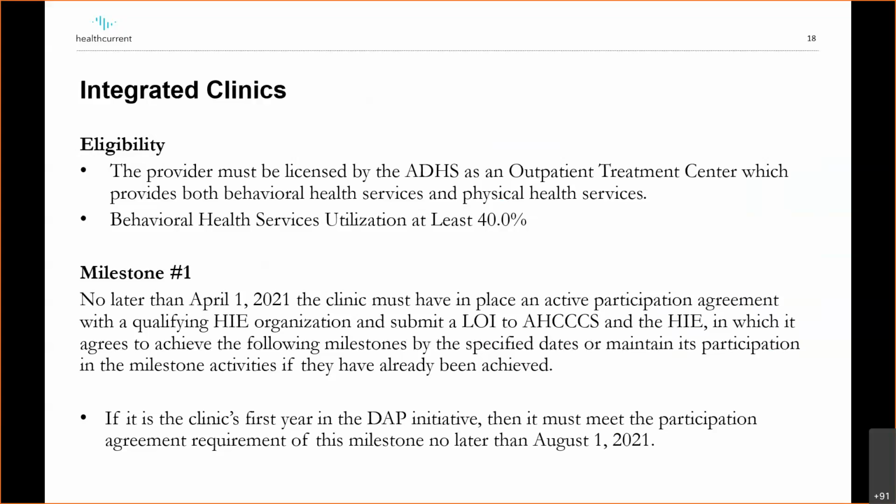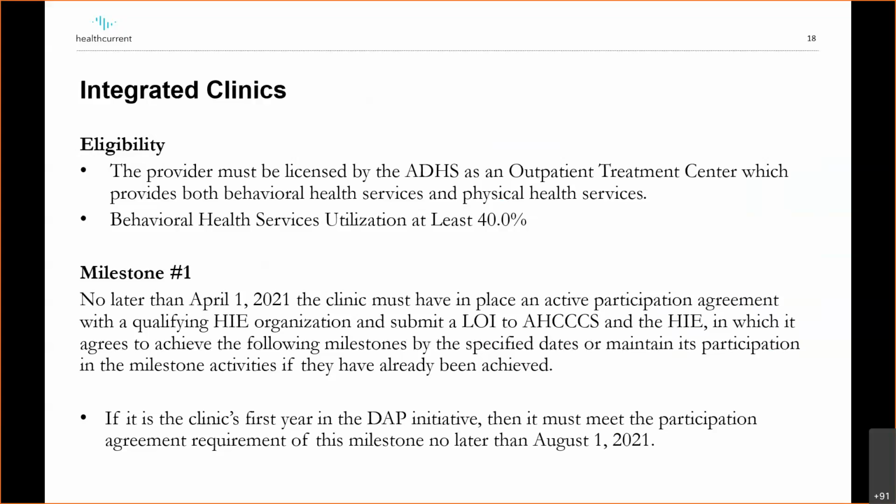So your first milestone is, again, no later than April 1st. The clinic must have an LOI in place, as well as the participation agreement. If you participated last year, we just need the LOI. If you participated in the HIE, I should say.